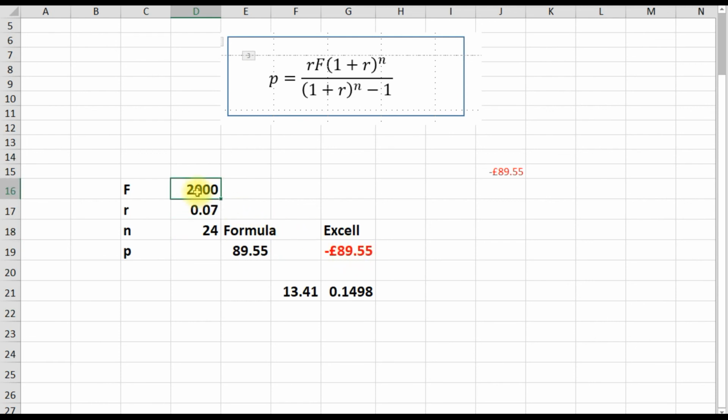Now, obviously, Excel is also using our formula. One caveat: the number you get from Excel is a negative number because it indicates that you are paying the money out. This formula is basically used for accountancy purposes, so outgoing amounts are indicated as negative numbers.